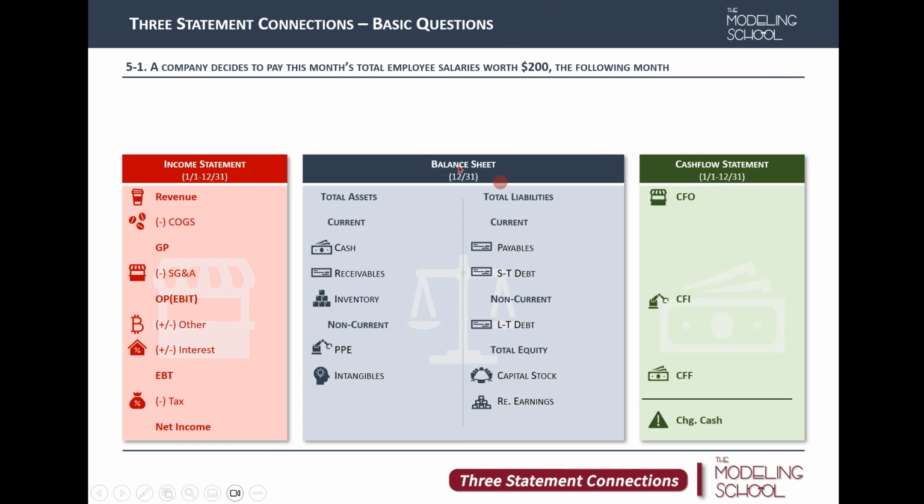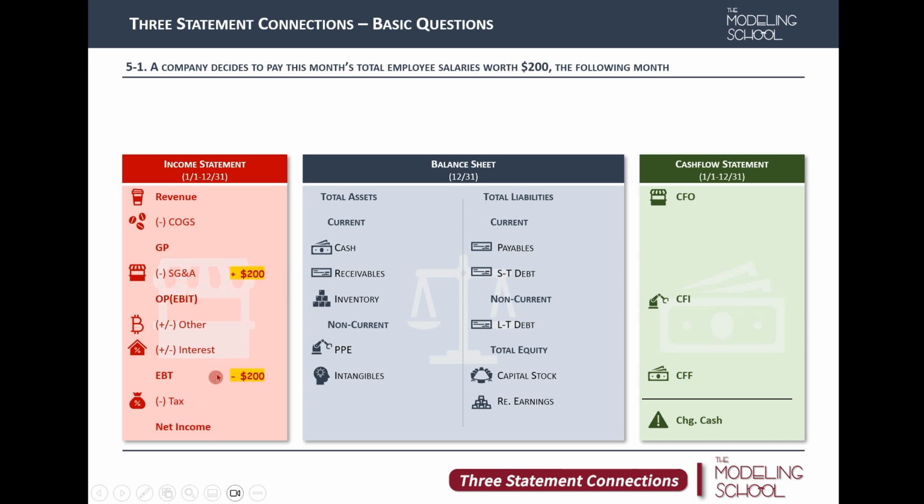What's going to happen? First of all, can you recognize this as expense? Well, the answer is yes. Even if it's not been paid yet in actual cash, we can recognize this as expense. And in this case, labor costs, employee salaries could be either SG&A or cost of goods sold. We just put it under SG&A just for visual purposes.